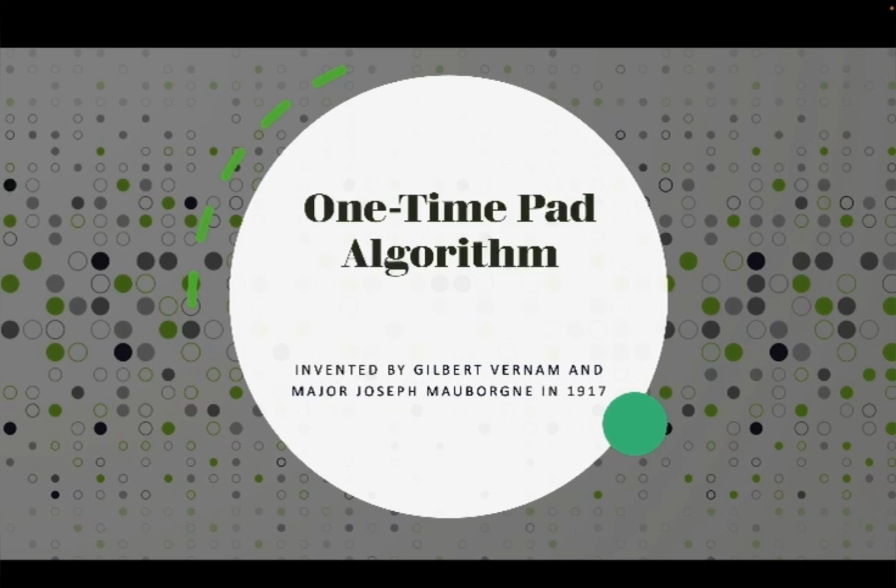Today we talk about the one-time pad algorithm. At first, we know why we use this algorithm. We use this algorithm for encryption and decryption. Now, what is encryption and decryption?